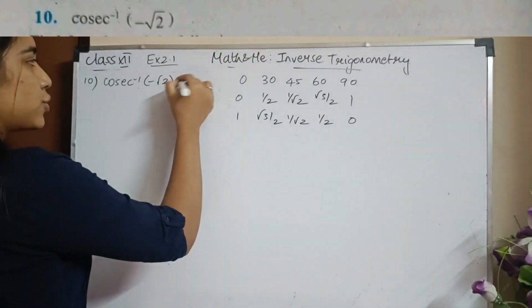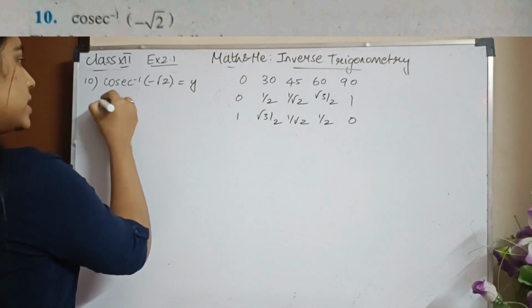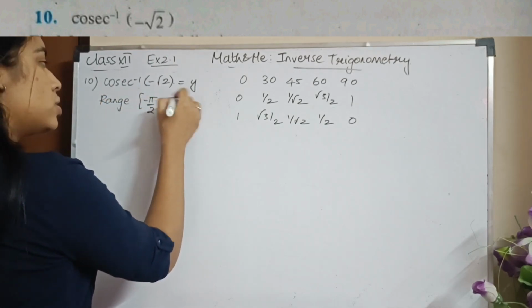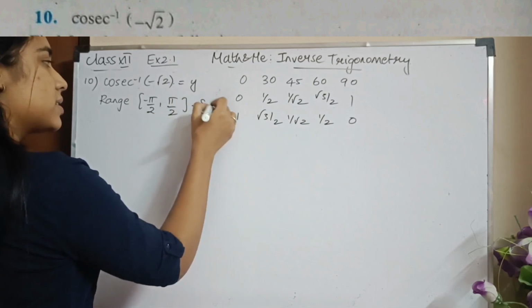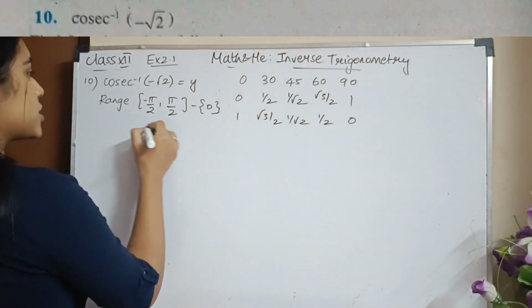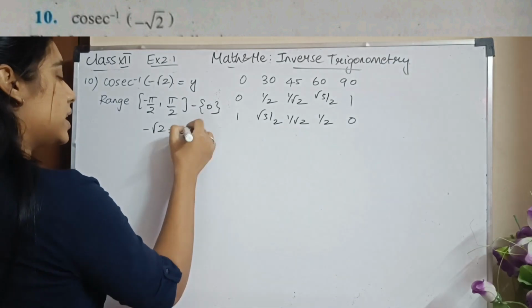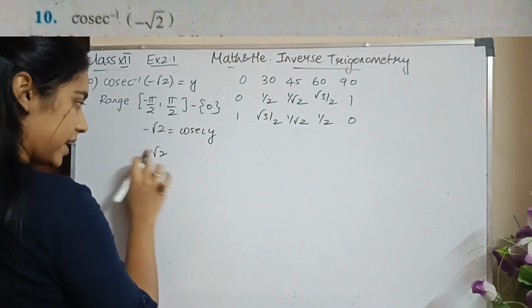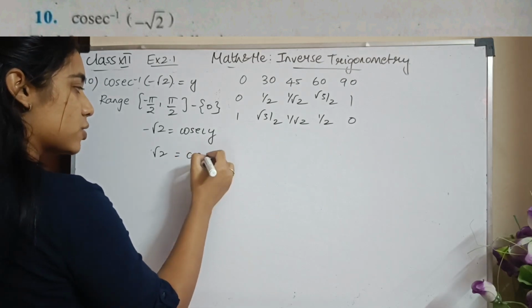Cosecant inverse of minus root 2. First step, equal to y. Range is all the values from minus pi by 2 to pi by 2, except the value 0. Correct? So what is my next step? Minus root 2 equals cosecant y. So for the calculation, I'll omit the negative sign. Root 2 equals cosecant y.